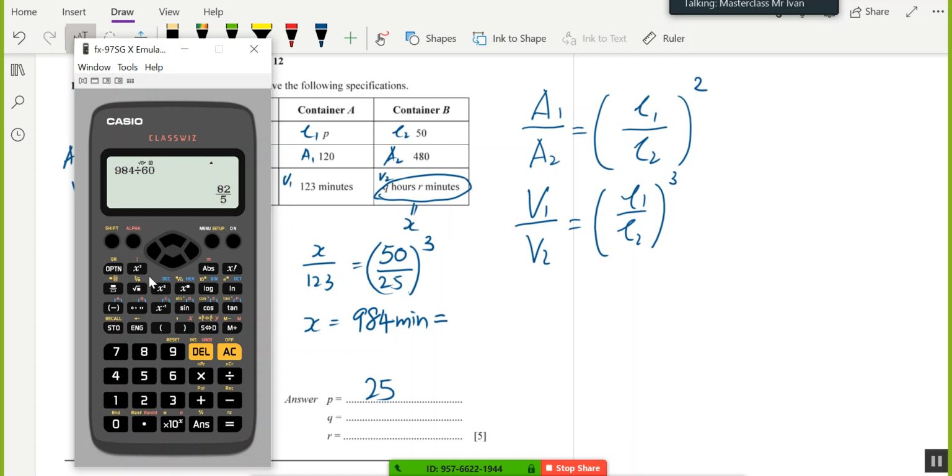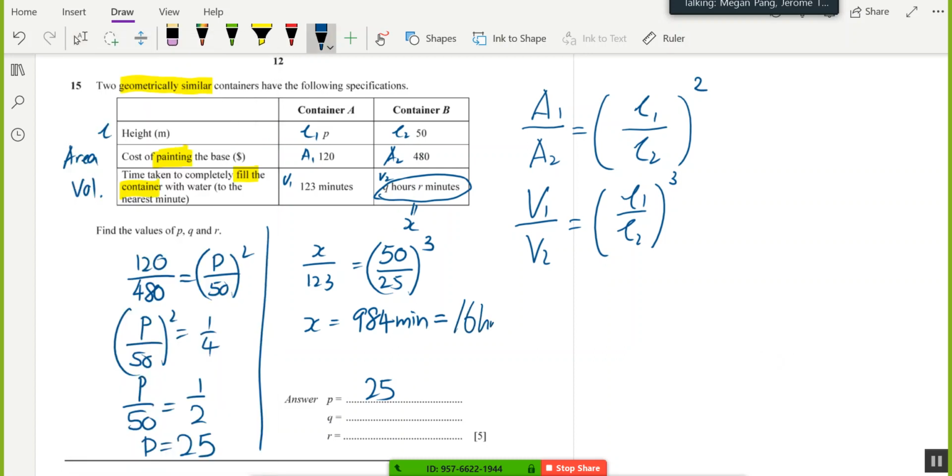Jerome, can you see my calculator? Then press the stopwatch. You know where's the stopwatch? Here. So what is that? Megan, do you get it? 16 hours and? 24 minutes. So this is 16 and this is 24.